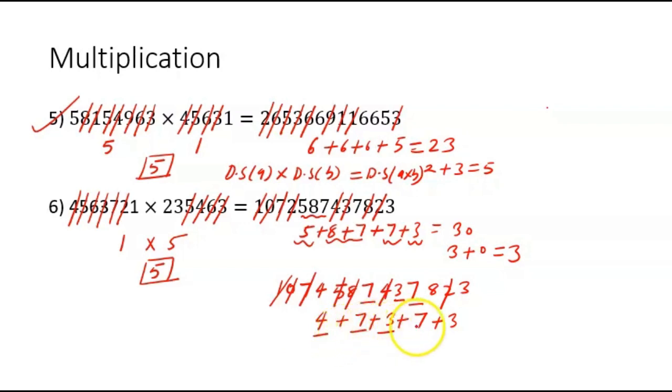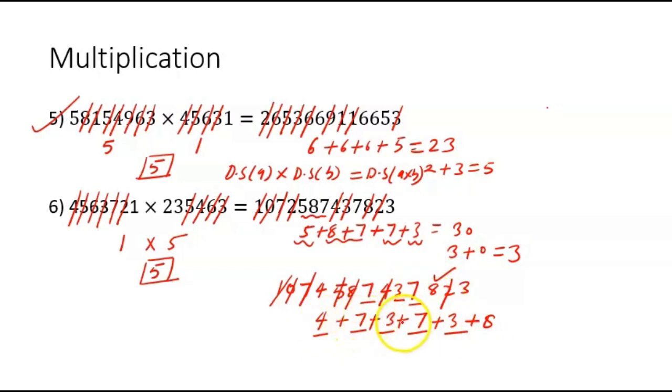11 plus 3 is 14, 14 plus 7 is 21 and plus 3 is equal to 24. Did I miss something? I think I missed 8 here also. So we have 4 plus 7 plus 3 plus 7 plus 8. So I need to add 8 also. This 8 was there. So let us calculate again.